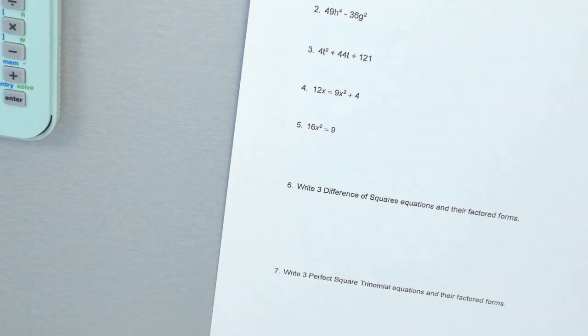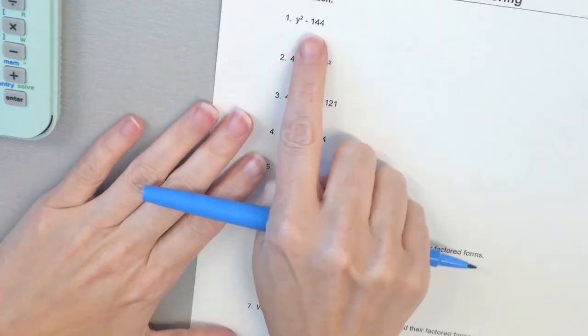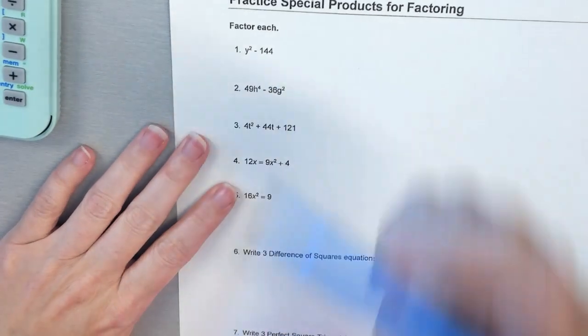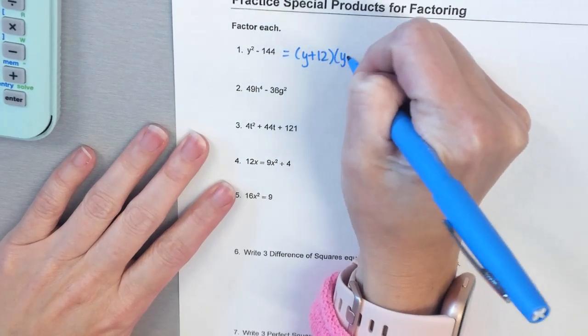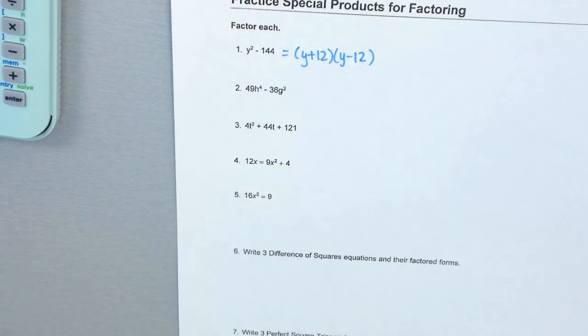We're going to do more factoring, and you guys warmed up with some special patterns. So notice here that 144 is a perfect square. So when you're factoring this, it's going to be y plus 12 times y minus 12. The order that you write those in doesn't matter. So if you had y minus 12 and then y plus 12, that is okay.